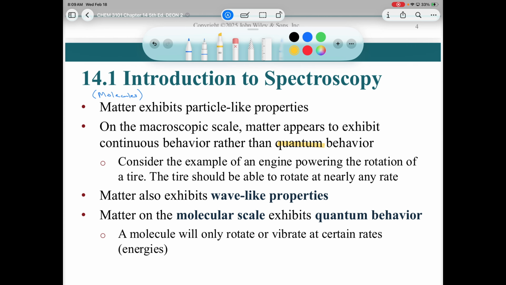No, it's the bonds stretching back and forth, okay? So molecular covalent bonds are not static. They're going to stretch back and forth. And so the idea is this.